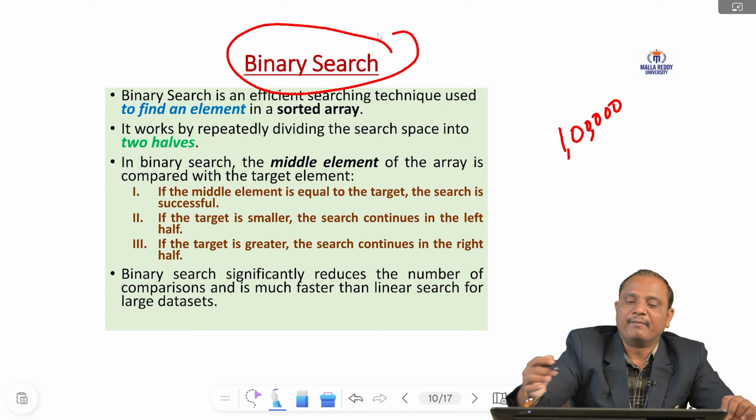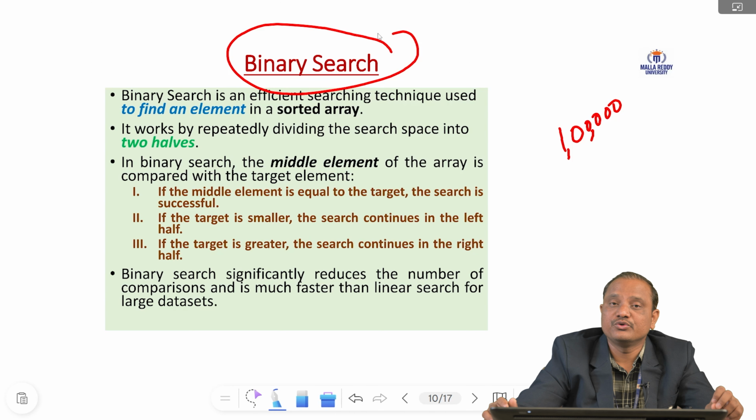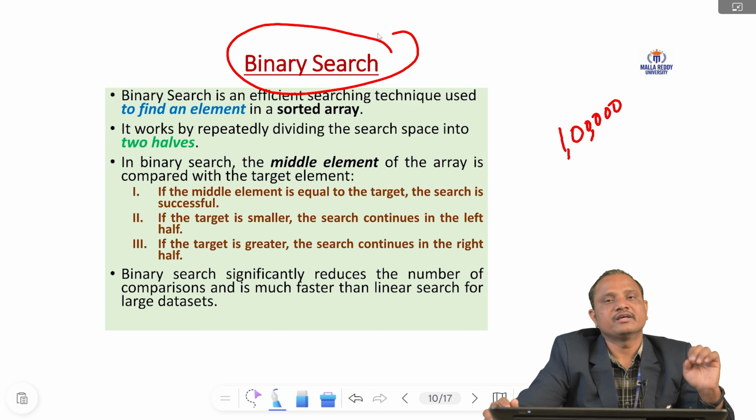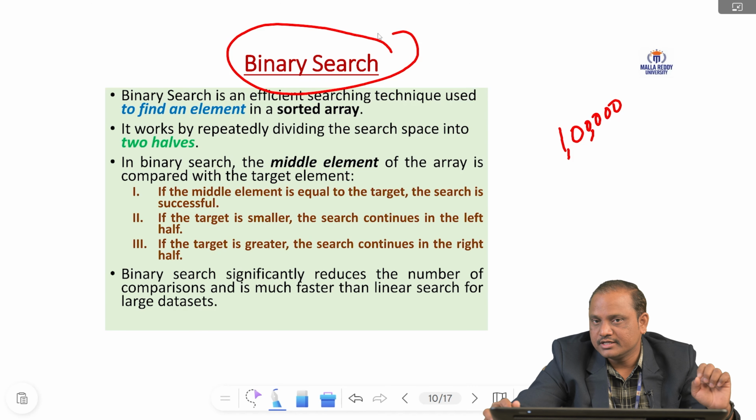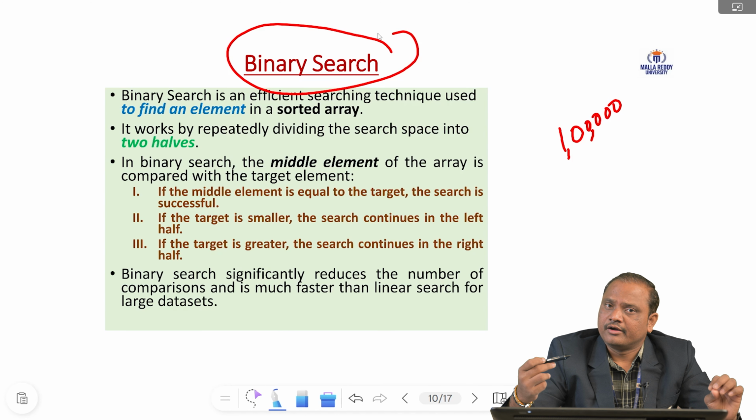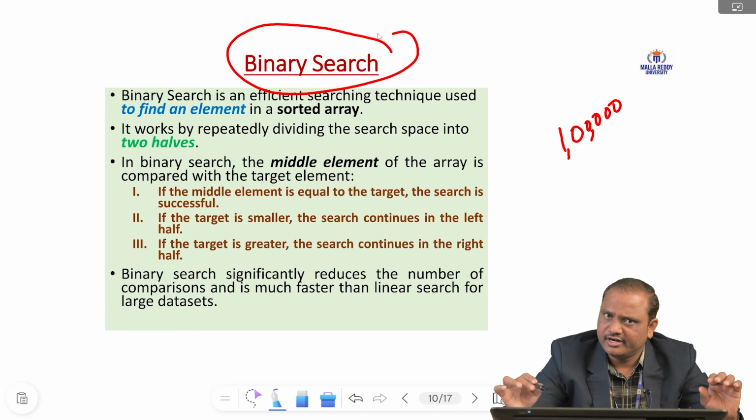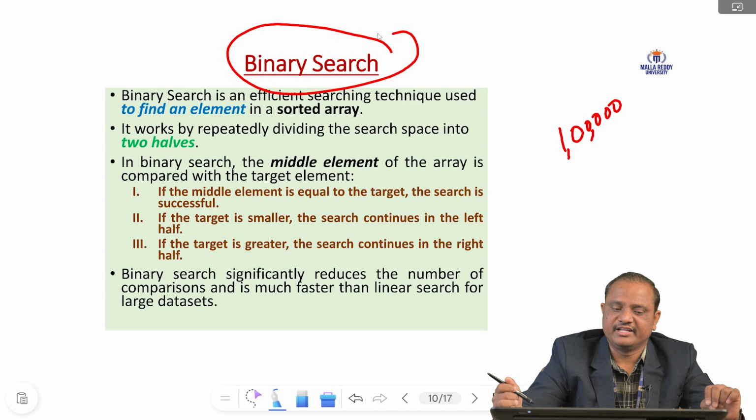Binary search is an efficient searching technique used to find an element in a sorted array. Here the main point is sorted array. The linear search technique can be applied on either a sorted or an unsorted array. But binary search can be applied only on a sorted array. If the elements are not sorted, first we have to sort the elements using any sorting technique. After that, we have to apply the binary search.